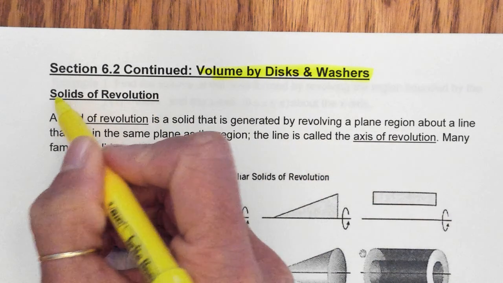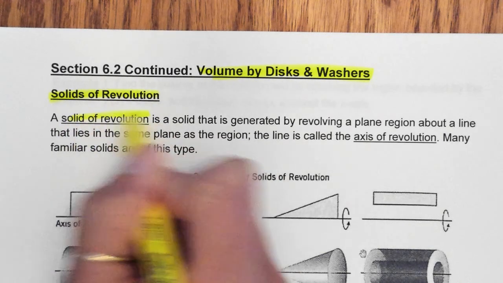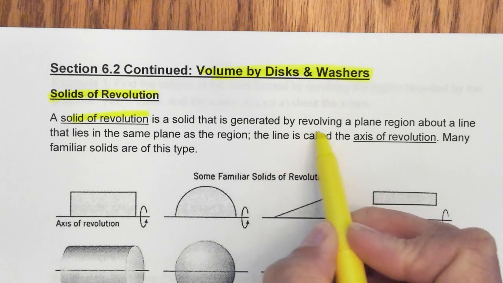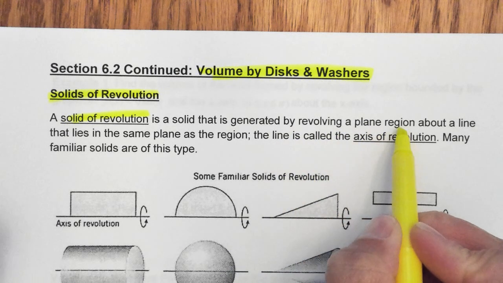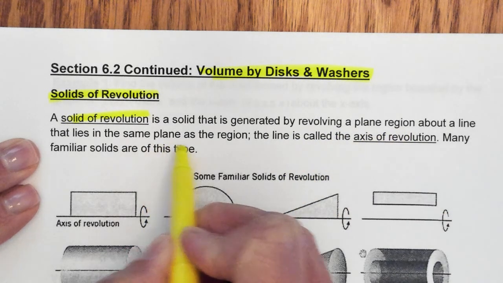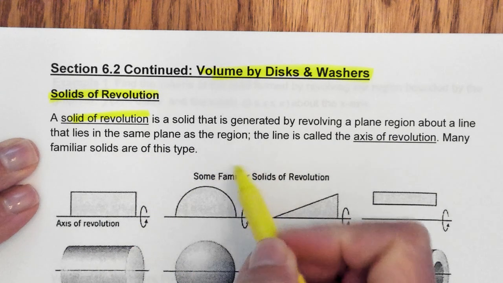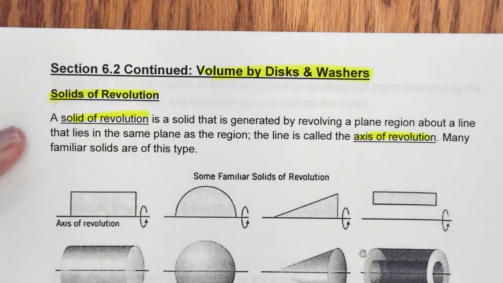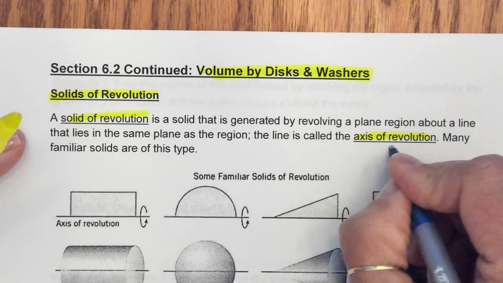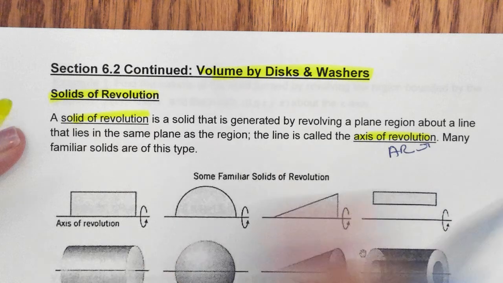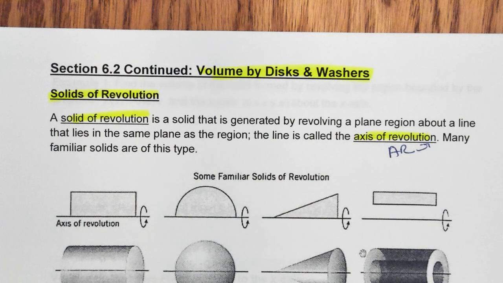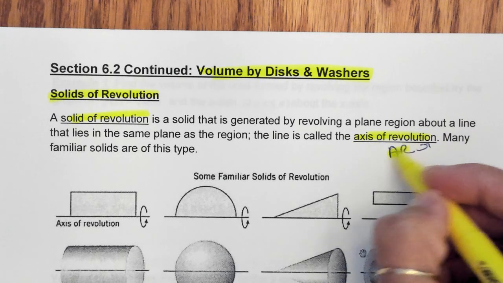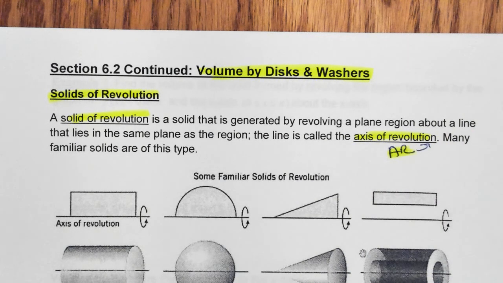So, solids of revolution. A solid of revolution by definition is a solid that is generated by revolving a plane region about a line that lies in the same plane as that region. And this line that you're revolving this solid around is known as the axis of revolution, and I'm going to abbreviate that as AR. And many of these familiar solids are of this type. So I'm going to go through some familiar solids and we'll just take a look.